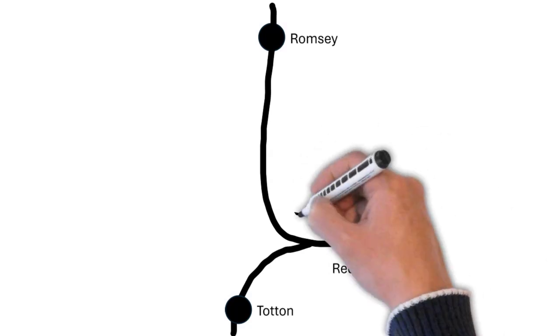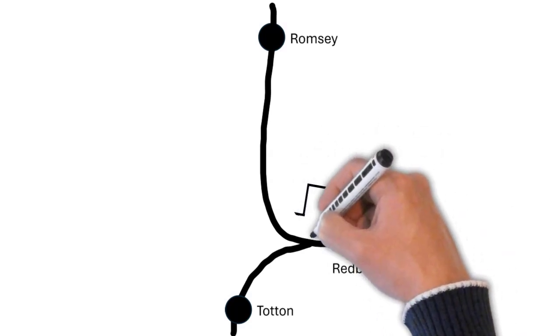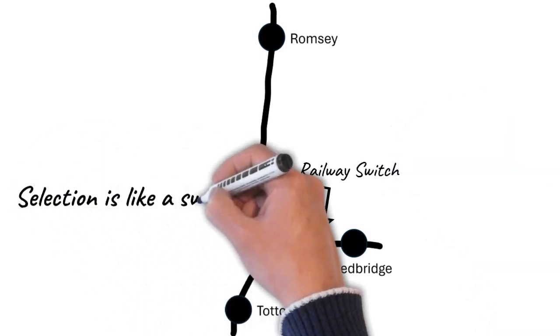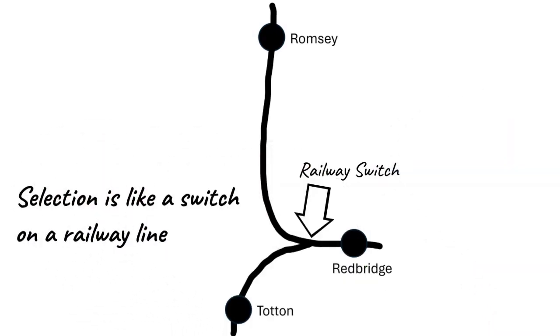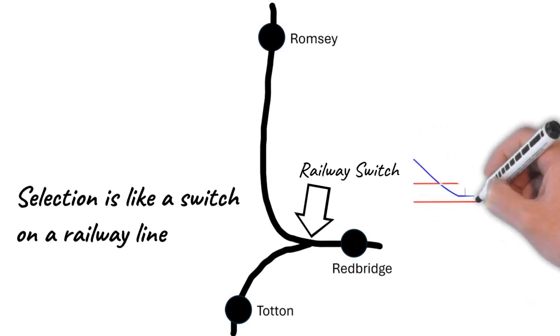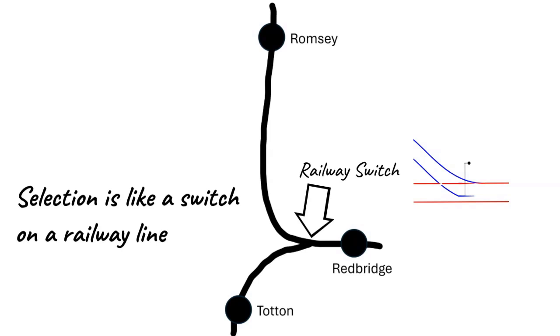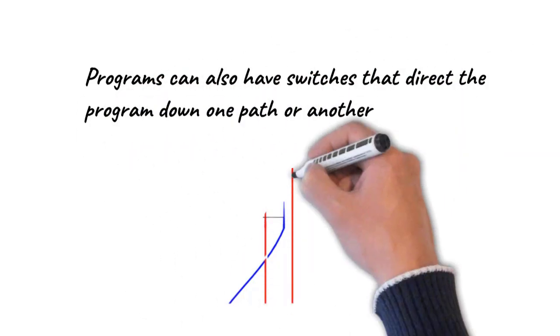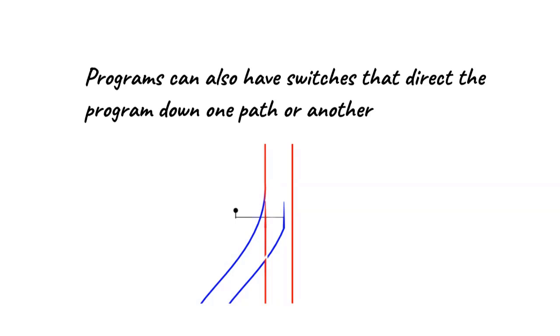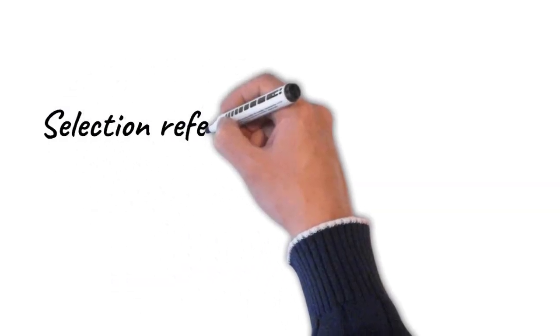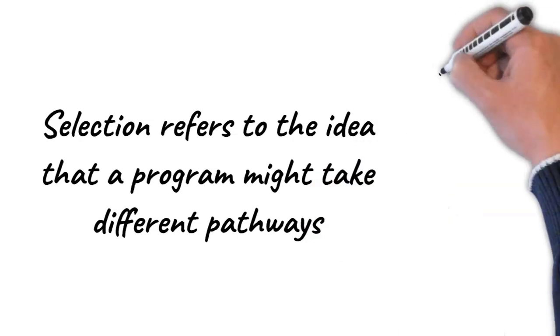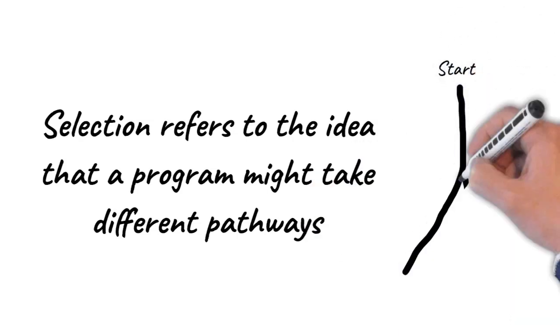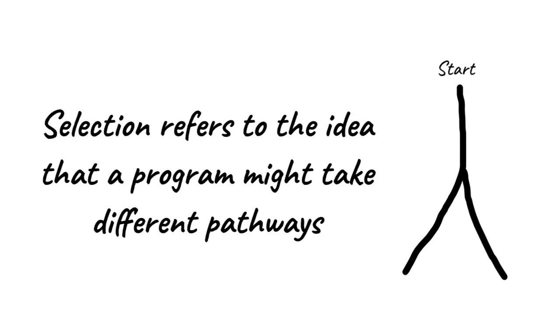Here we have a railway line that switches off and goes in two different directions. You could go possibly from Redbridge to Romsey, or you could go from Redbridge to Totton. And there is a little switch on the railway track which actually makes the train go one way or the other way. Programs can also have switches that direct the program down one path or another path. So in summary, selection refers to the idea that a program might take different pathways.